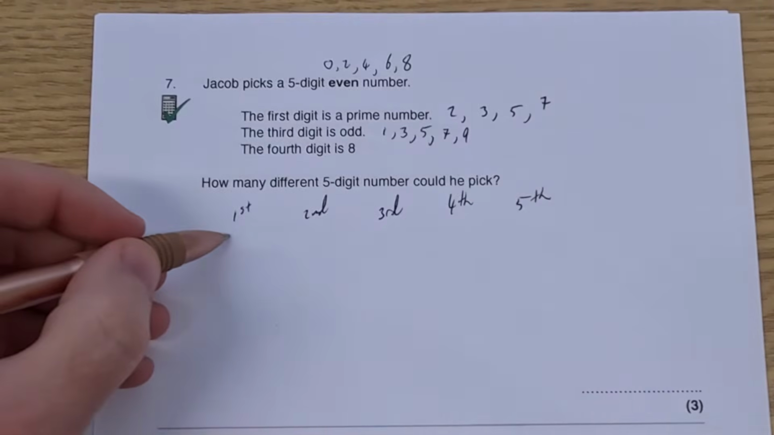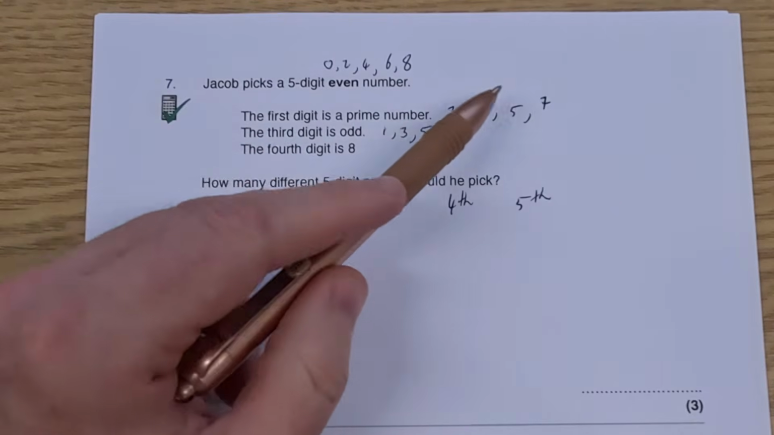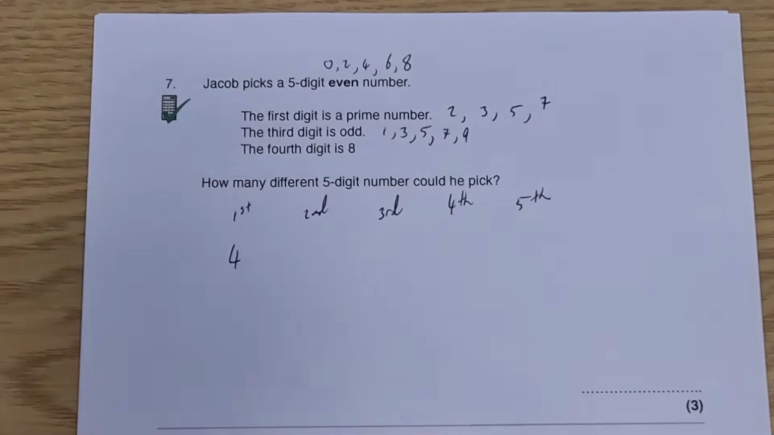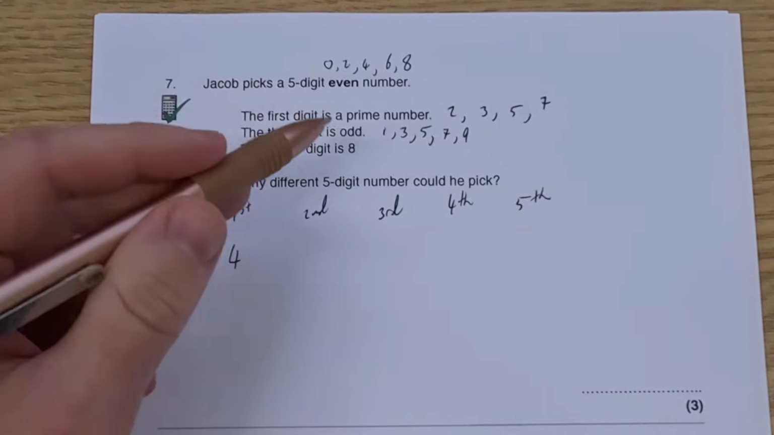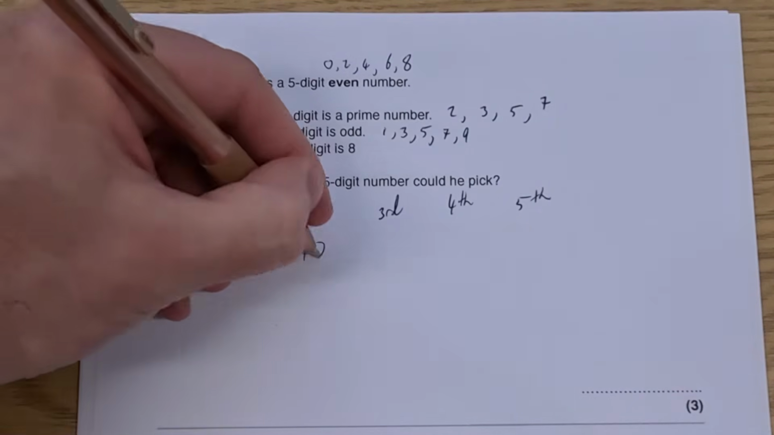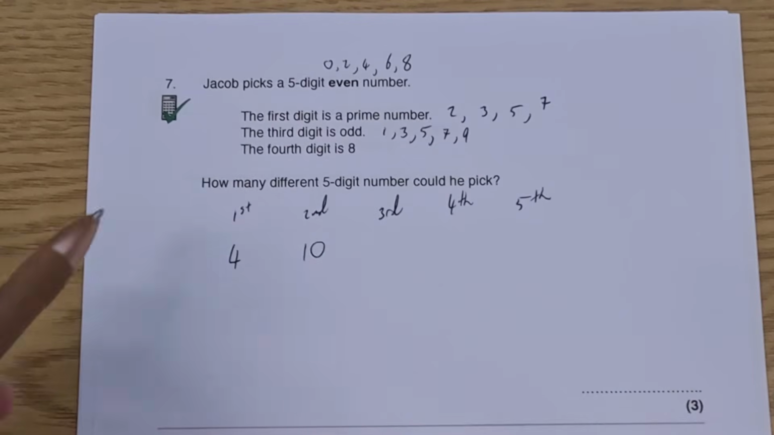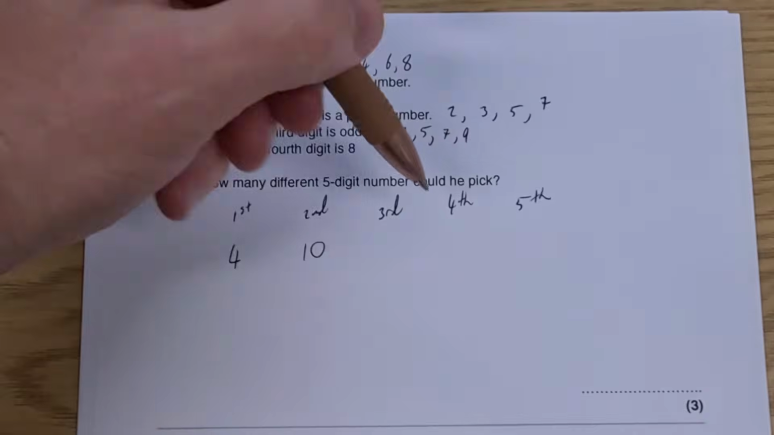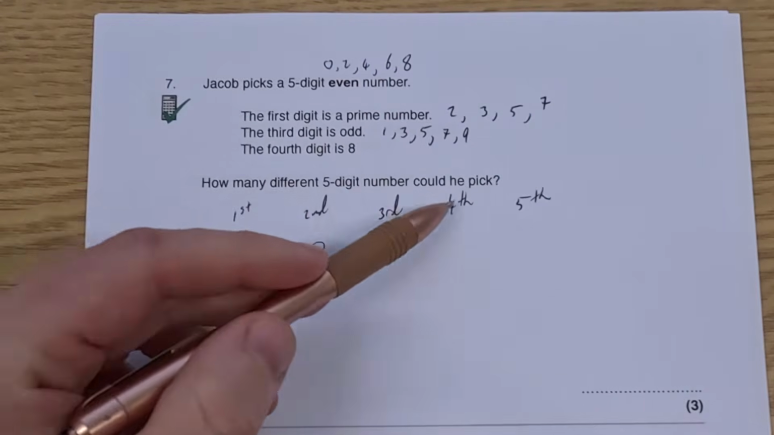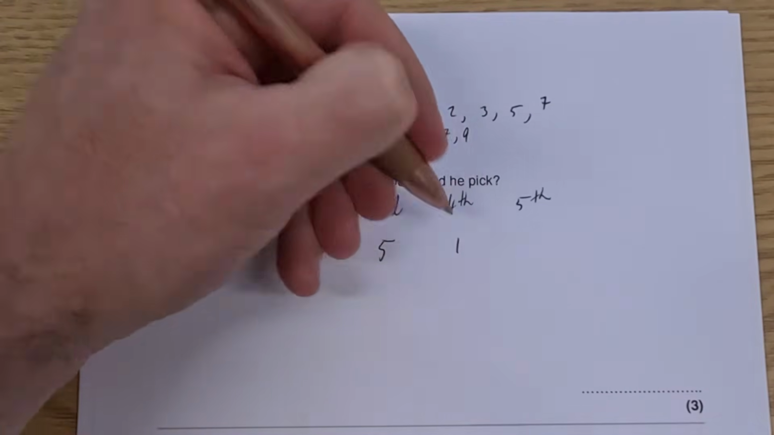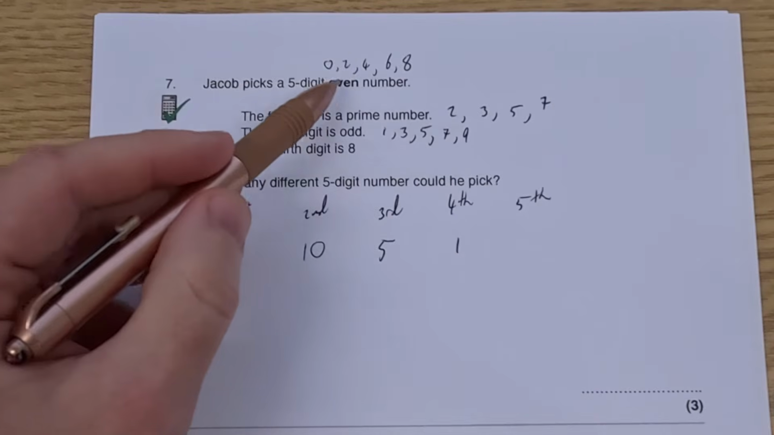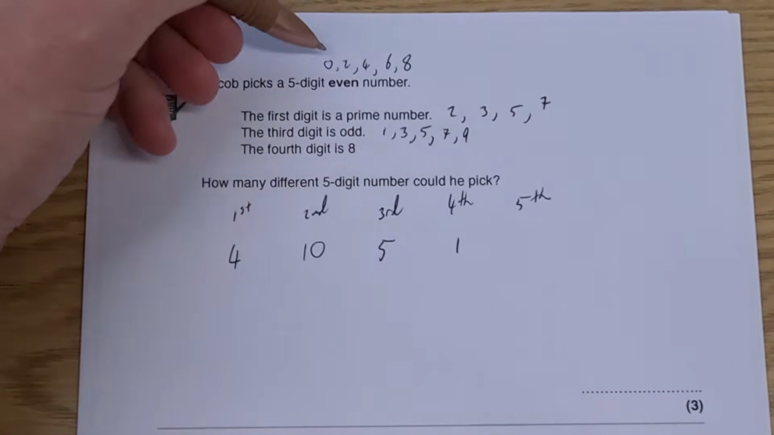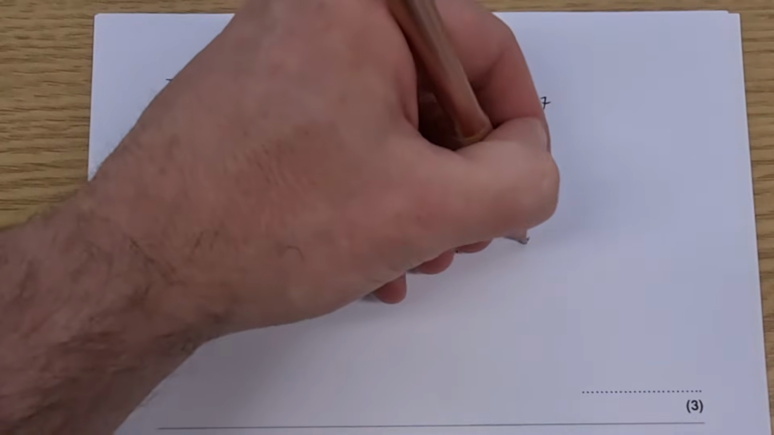Okay, so the first digit is a prime number. So our choices are either a 2, a 3, a 5, or 7. So there's 4 different possible options for the first digit. The second digit, we're not told anything about the second digit, so there's 10 possible options for that, from 0 up to 9. The third digit is odd, so there's 1, 2, 3, 4, 5 different options for that one. The fourth digit is the digit 8, so there's only one possible option for that one. And the fifth digit is even because we're told the number is even, so it's either going to be a 0, a 2, a 4, a 6, or an 8. So it's 5 options there.